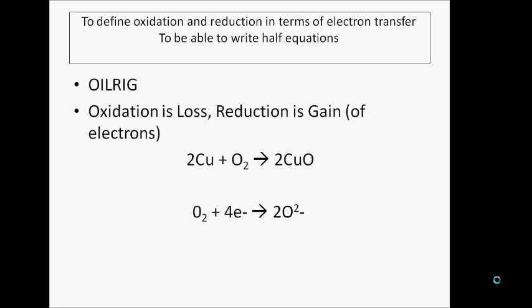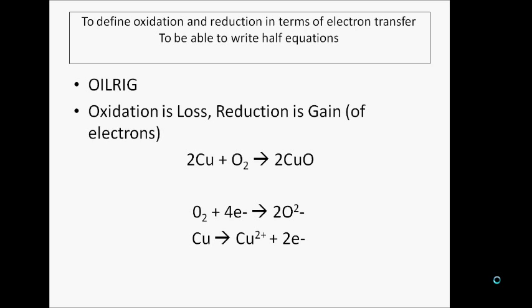Now we need to look at the oxidation half equation. Copper starts on the left hand side as Cu, and it ends up as Cu2+ on the right hand side. So it's lost 2 electrons. The electrons in this equation have to go on the right hand side because they've been lost from the copper. So this shows that the copper has been oxidized because it's gone from Cu to Cu2+. It's lost 2 electrons, so it's been oxidized. So those are the two half equations.